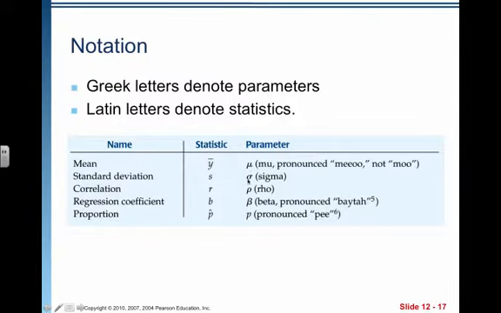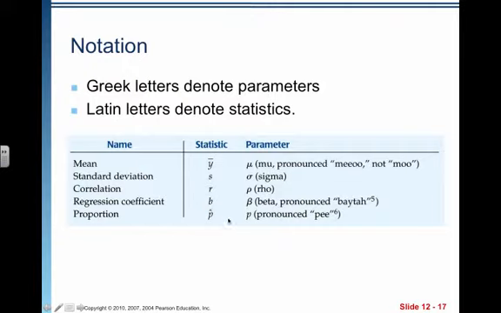Standard deviation, the parameter we want to know is lowercase sigma, and the statistic for that is S. Correlation, we'll talk about when we get to bivariate data, and rho is the parameter, R is our statistic. Again, when we get to bivariate data with two variables, so linear regression, beta is going to be our regression coefficient, and B is going to be the statistic.